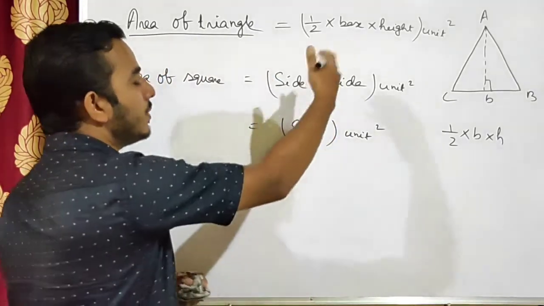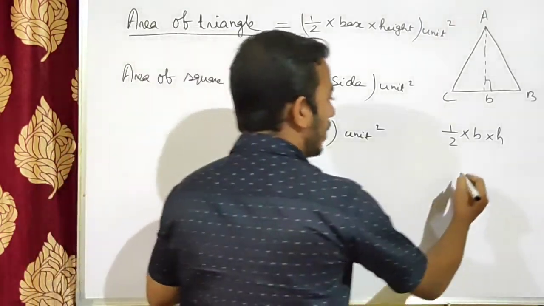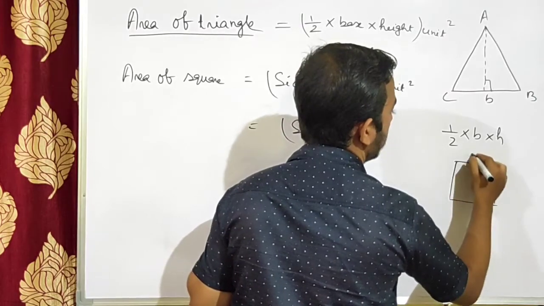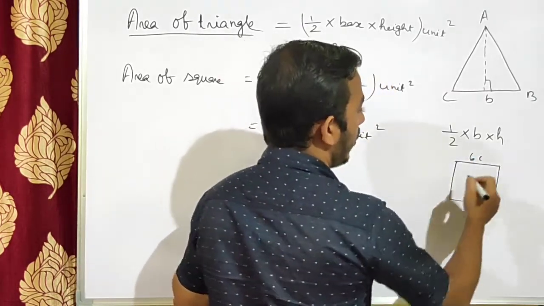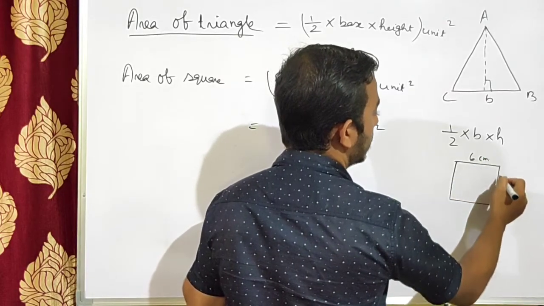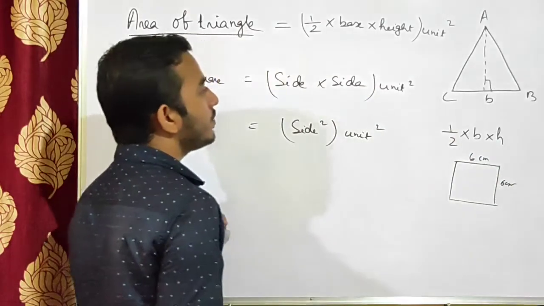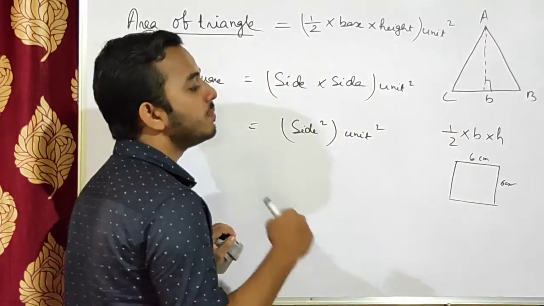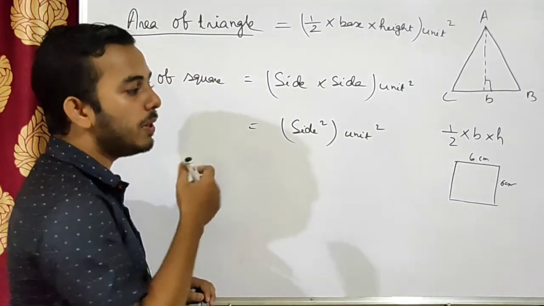For example, you know the figure I have shown you a bit earlier. Let us take this square, and for example its side is 6 centimeter. So what will be the area of the square? We will multiply 6 into 6. 6 into 6 is how much? It is 36. Now 36 centimeter square will be the area of this figure.